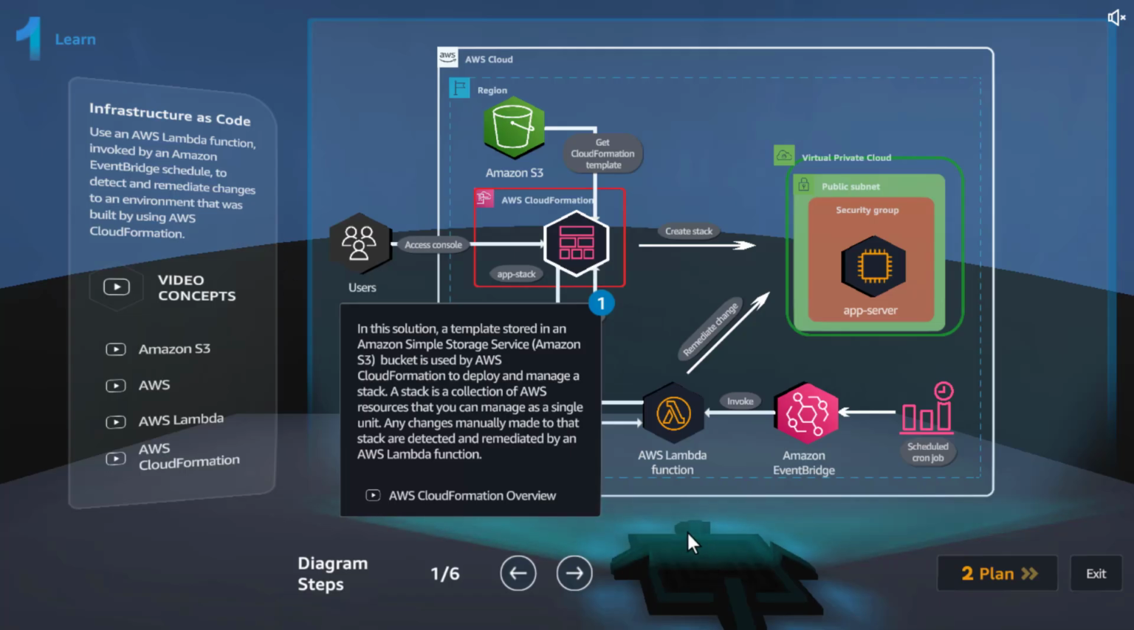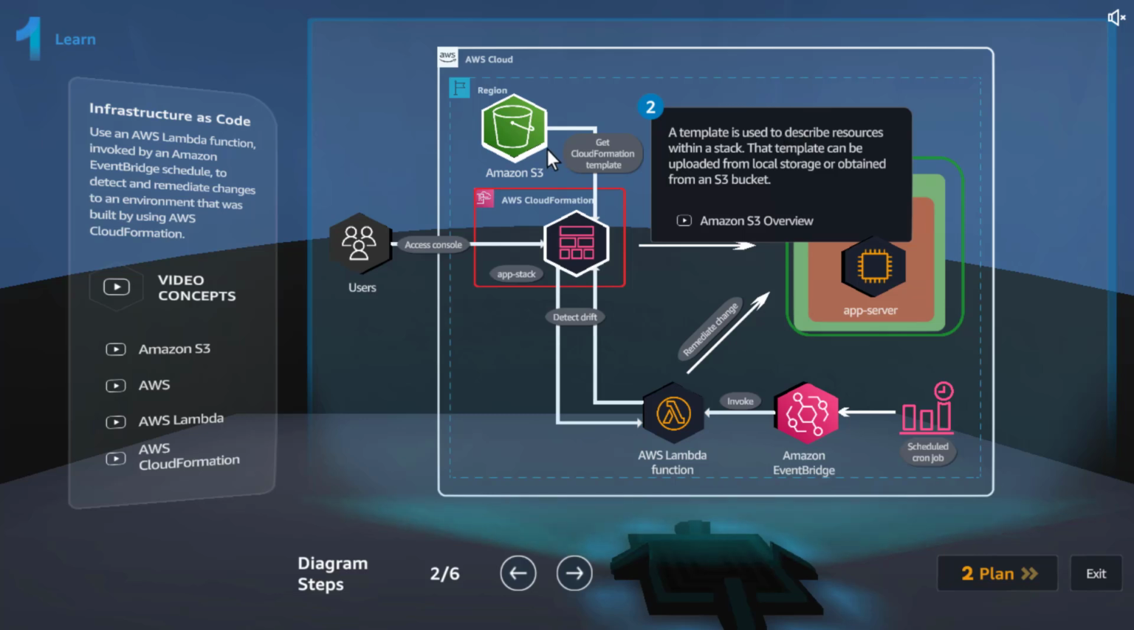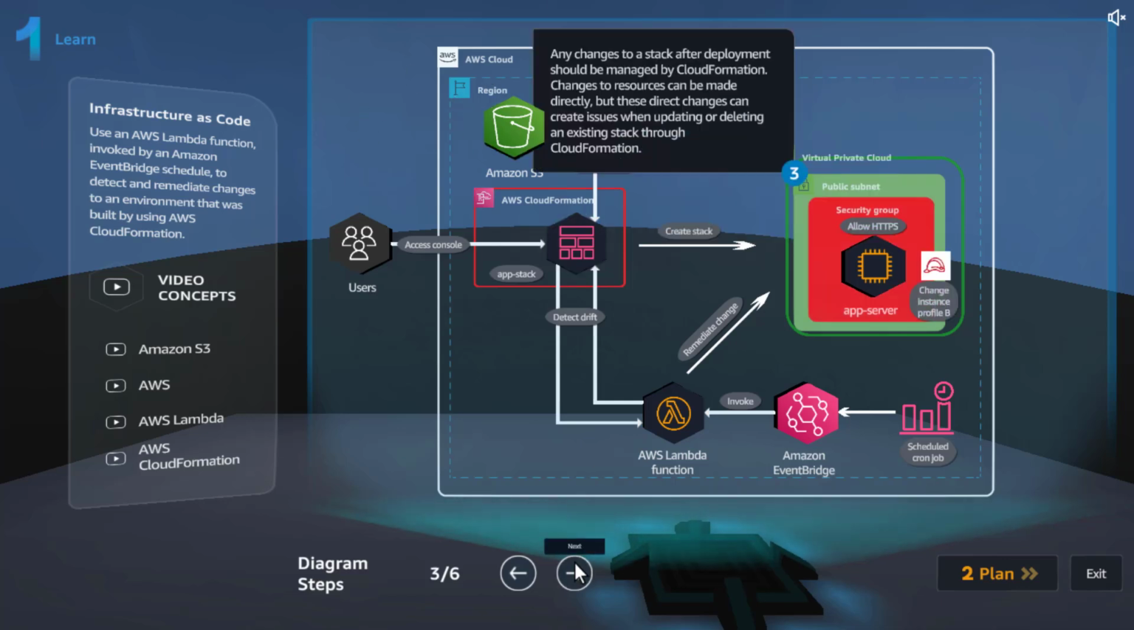Okay, so let's go through our diagram steps. In this solution, a template stored in an S3 bucket is used by CloudFormation to deploy and manage a stack. What is a stack? It is a collection of AWS resources that you can manage as a single unit. Any changes manually made to that stack are detected and remediated by a Lambda function. A template is used to describe resources within a stack. This template can be uploaded from local storage or obtained from an S3 bucket.